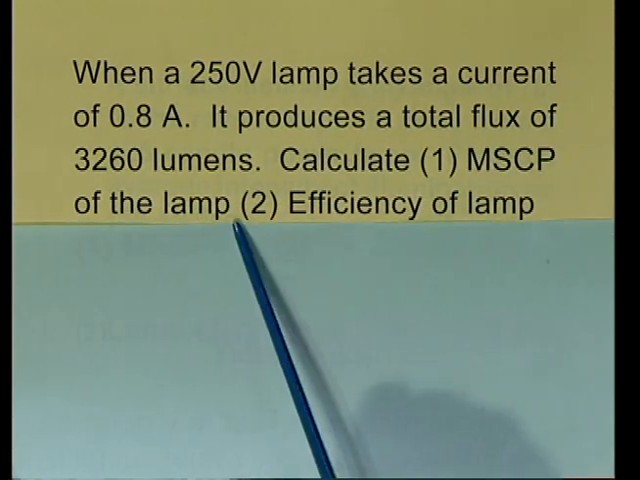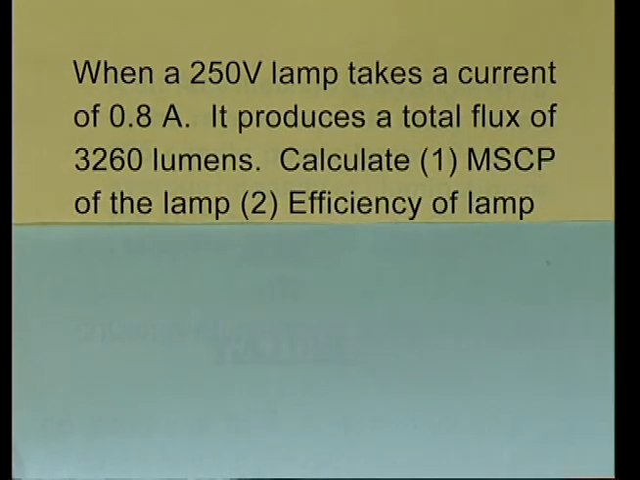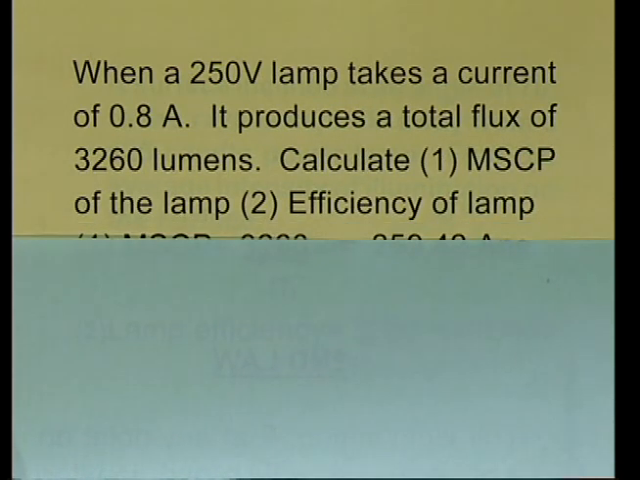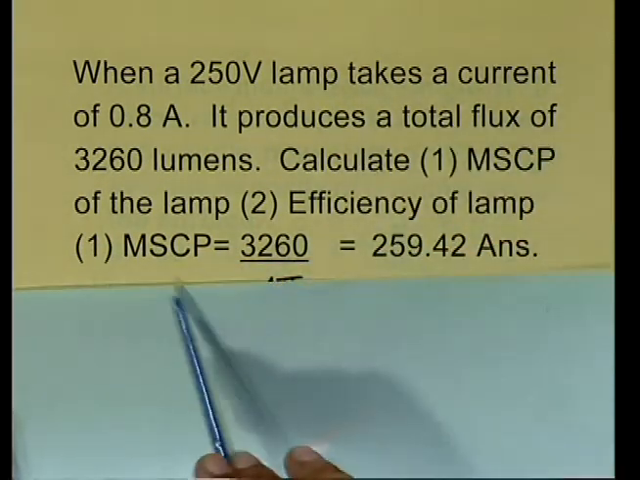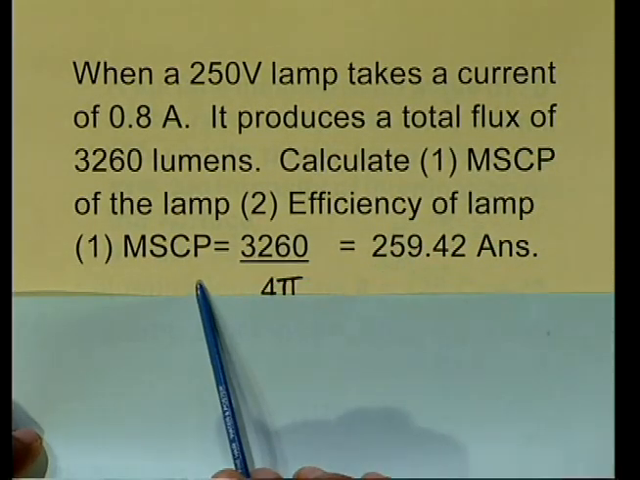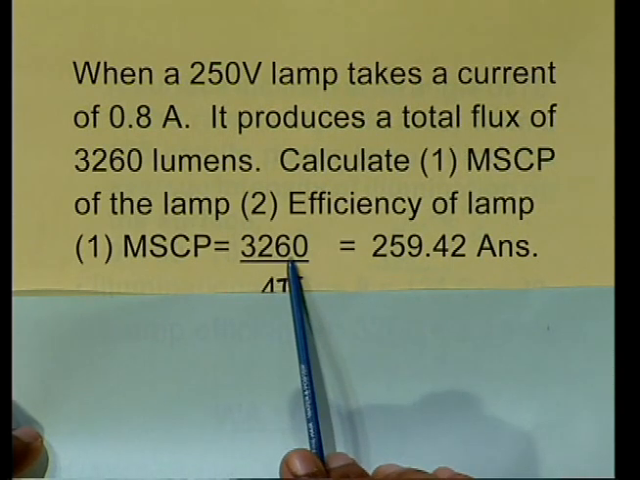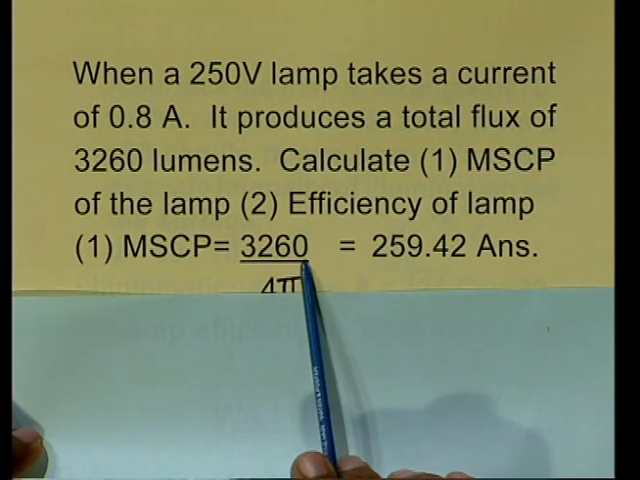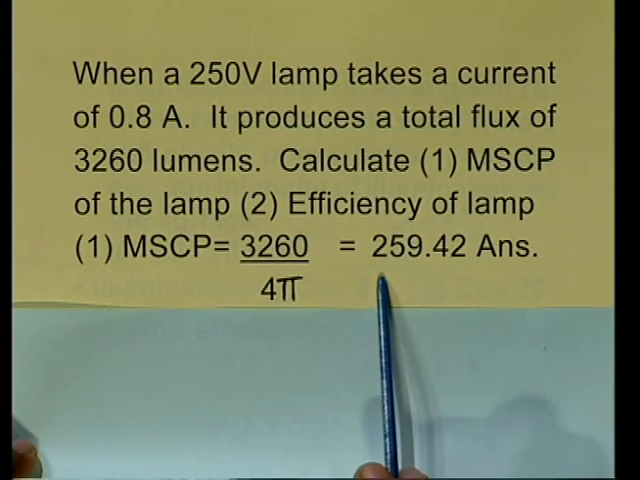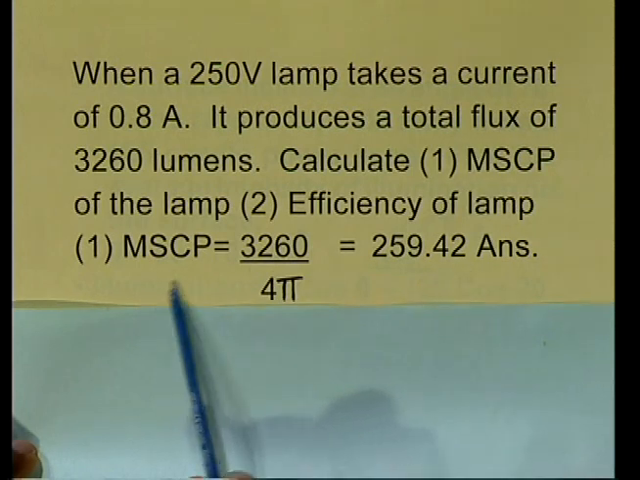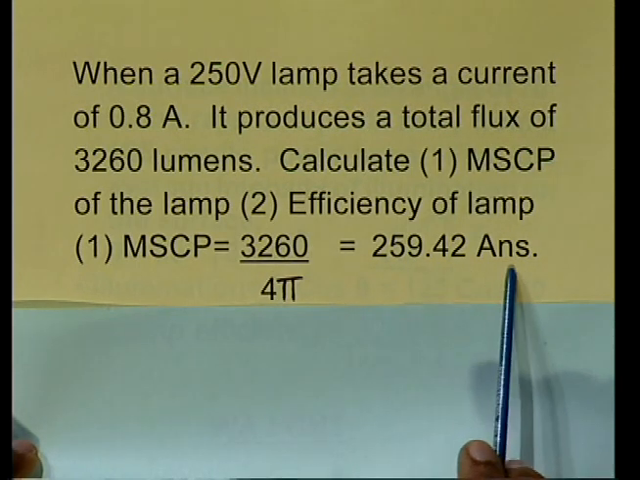of the lamp. So, we know the MSCP equals the total luminous flux output divided by 4 pi, because in a sphere we have to consider the 4 pi. So, the method of solving this problem is MSCP, mean spherical candle power, equals luminous flux output 3260 divided by 4 pi. If you solve this, you will get the answer of 259.42. The MSCP equal to 259.42 is the answer.